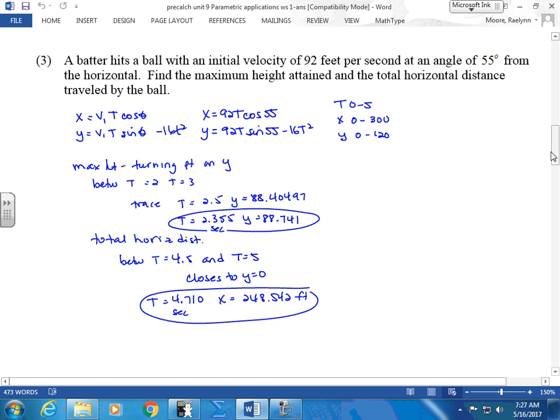The batter hits a ball with a velocity of 92 feet per second at an angle of 55 degrees from the horizontal. Find the maximum height attained and the total horizontal distance traveled by the ball. Now, when this batter hits the ball, he's not really holding his bat up here. He's like holding it on the ground. We don't have any extra movement here.